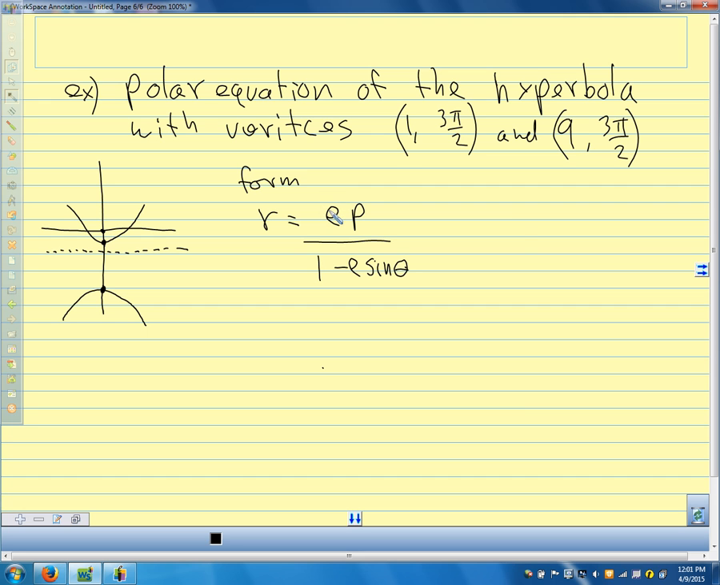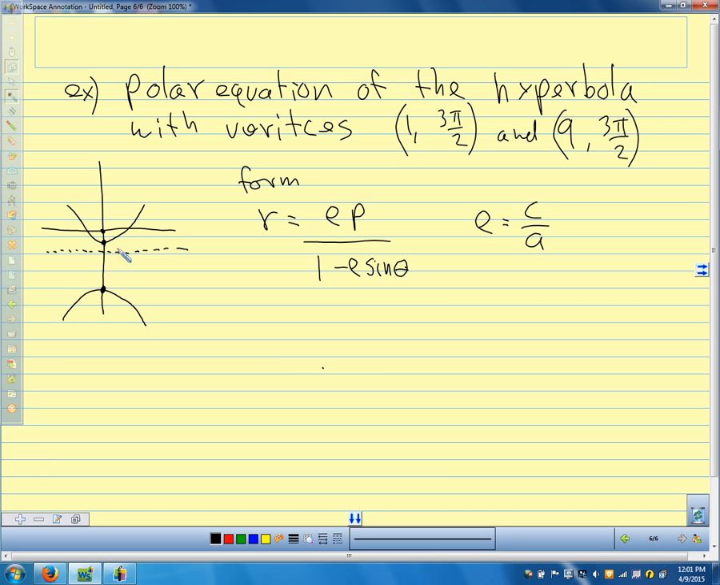And the eccentricity is still, we can think of it, E is C over A. C is the distance from the focus to the center, and A is the distance from the center to the vertices. So we have the vertices. We know one focus is at the pole. We need to find the center. How do we find the center?